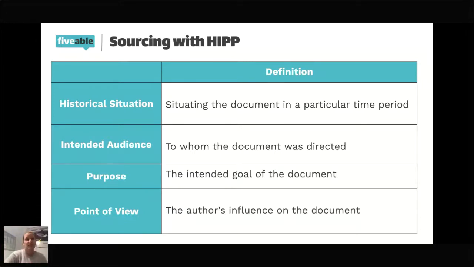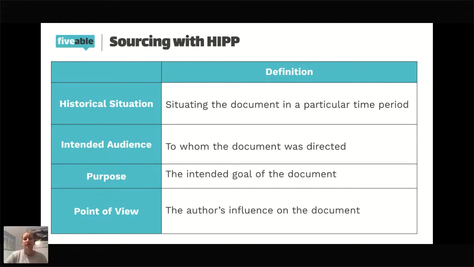The purpose is the intended purpose of the document. The purpose means what reason did they have to create this source? Why were they doing this? Why were they writing this? What was the purpose? What were they trying to get across with this source or with this document?